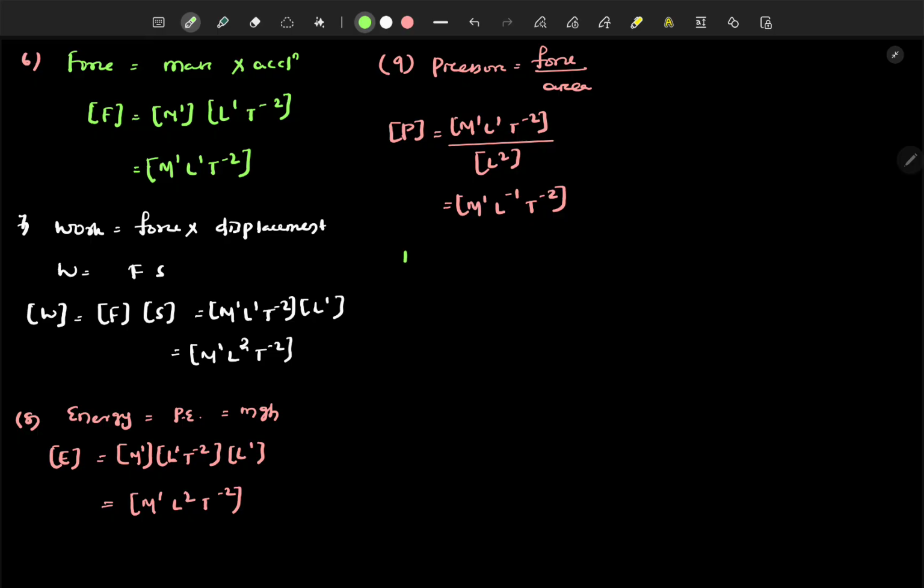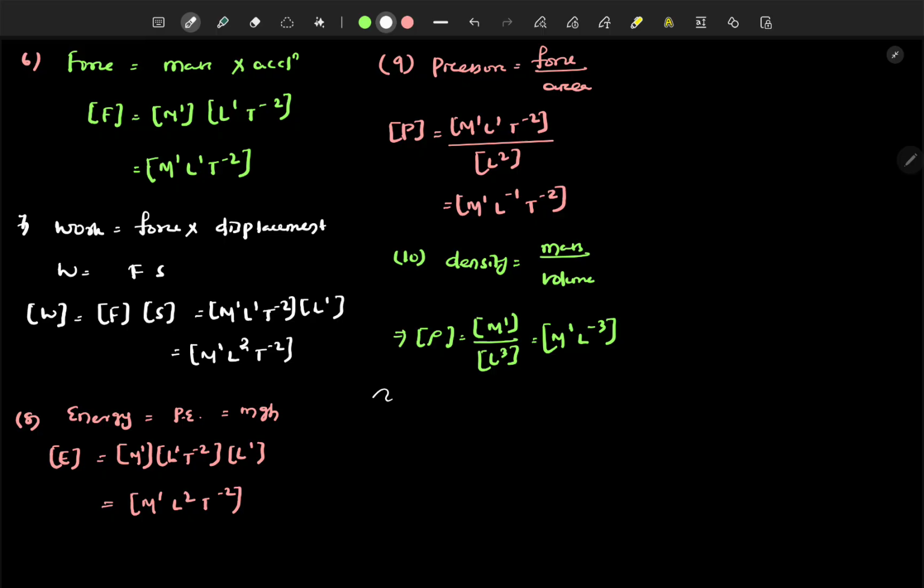Next, quantity number 10. Let us calculate density. The density formula is mass by volume. So the density rho dimension is equal to the mass dimension M1 and the volume dimension L to the power 3. So our answer will be M power 1 L power minus 3 T power 0.